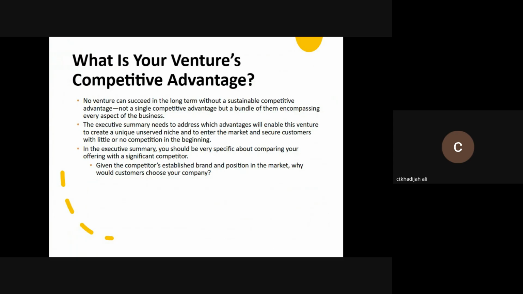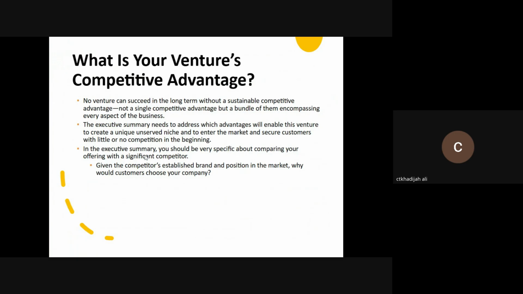What is your venture's competitive advantage? No venture can succeed in the long term without a sustainable competitive advantage. Not a single competitive advantage, but a bundle of them encompassing every aspect of the business. The executive summary needs to address which advantages will enable this venture to create a unique unserved niche and to enter the market and secure customers with little or no competition in the beginning.